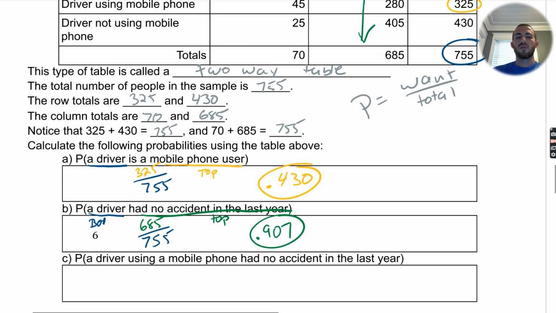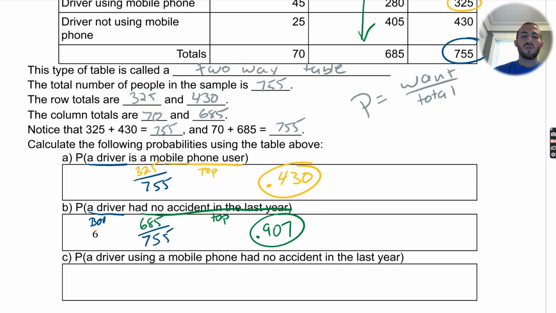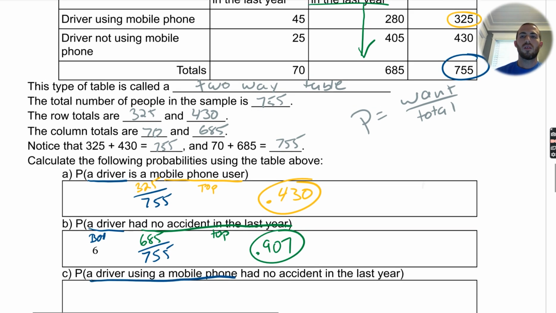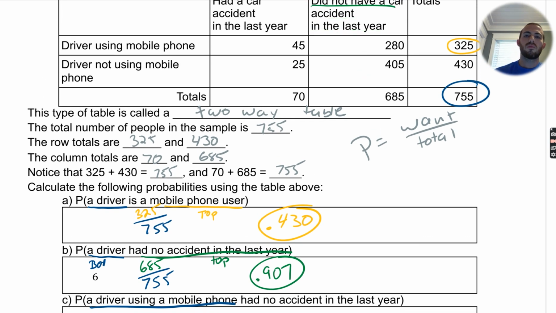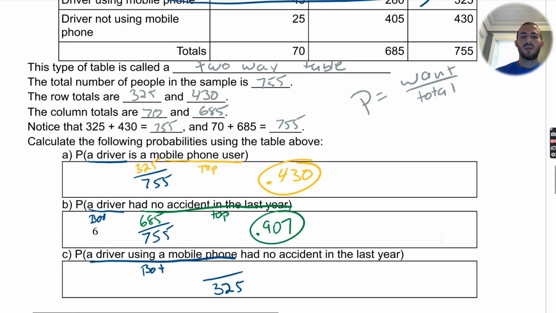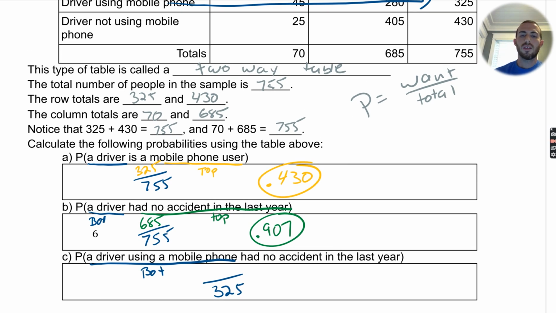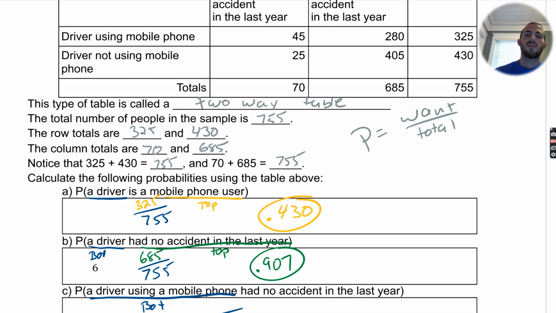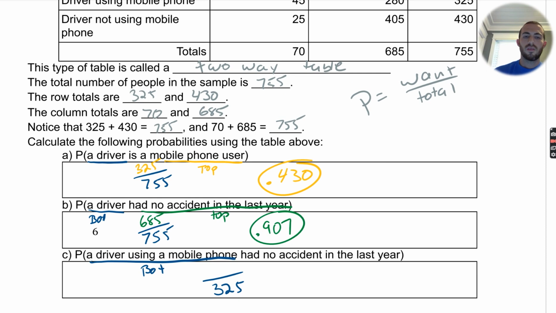We have one more example. This one's a little bit different. So first, it's not just any driver we're looking at. It's a driver using a mobile phone. So the number of drivers using a mobile phone, there are 325. So that's our bottom. Now, of those, how many did not get in an accident? So 325 was the bottom. Those that did not get in an accident.